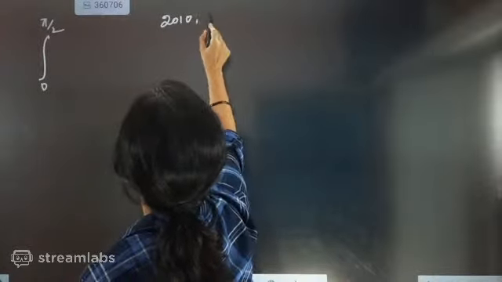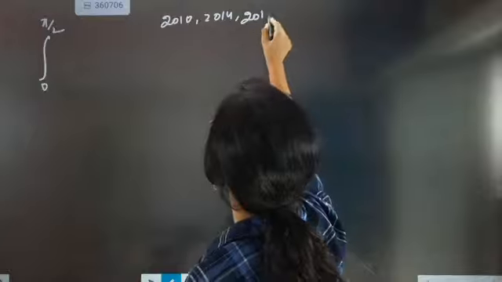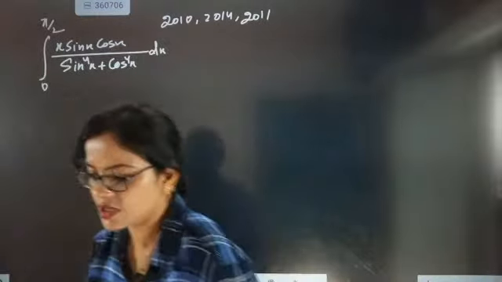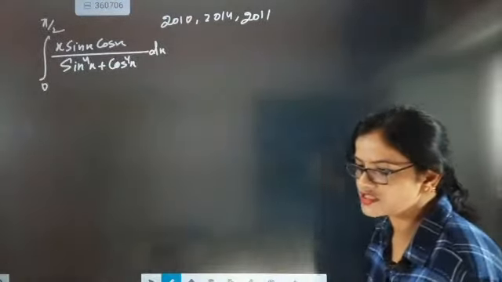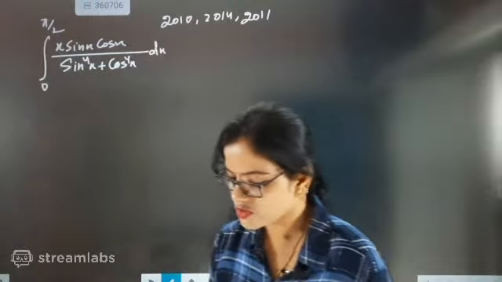0 to pi by 2, but this is from another set, it has come in 2010, 2014 and 2011. This question has been asked: integral from 0 to pi by 2 of x sin x cos x by sin 4x plus cos 4x dx. Solve this question. Try this question, beta.